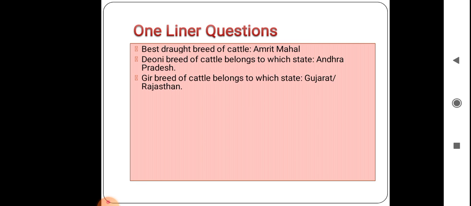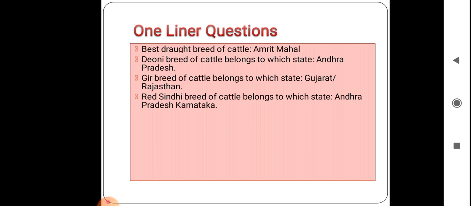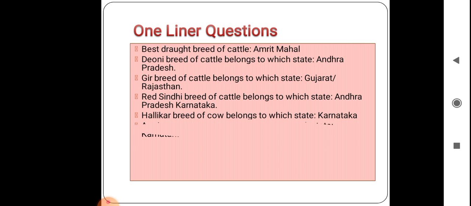Gir breed of cattle belongs to which state? It belongs to Gujarat, Rajasthan. Red Sindhi breed of cattle belongs to which state? So it belongs to Andhra Pradesh and Karnataka. Halikar breed of cow belongs to which state? It belongs to Karnataka. Amrit Mahal breed of cow belongs to which state? It belongs to Karnataka.